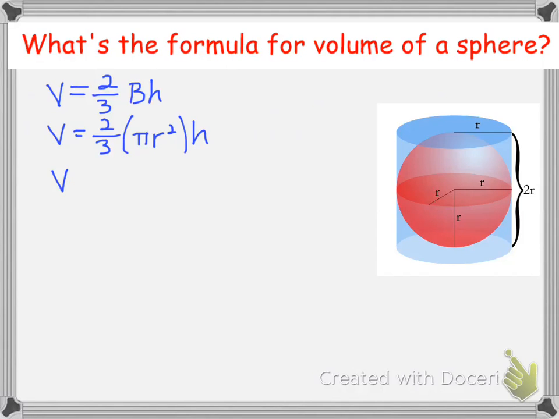Because the sphere is actually touching both the top and the bottom, having 2 radii is actually going to be equivalent to the height of the cylinder. So we can actually substitute in that 2r that you see on the right-hand side for the height of the cylinder, as they're both equivalent.